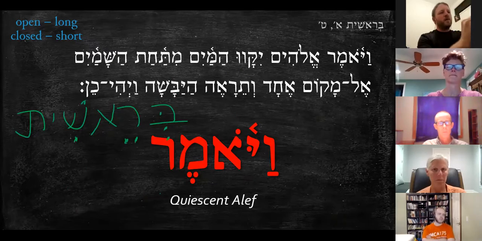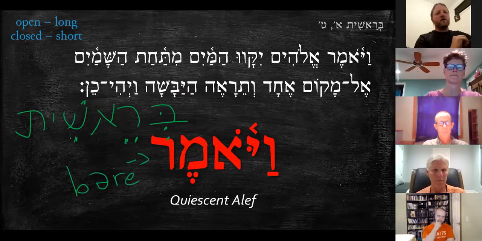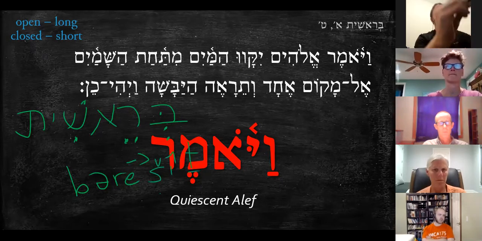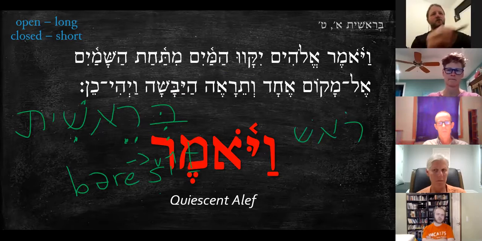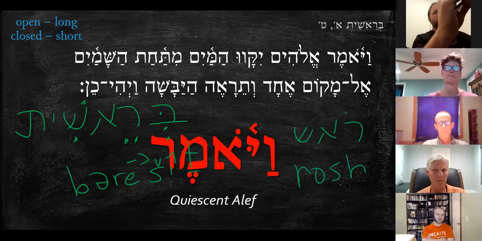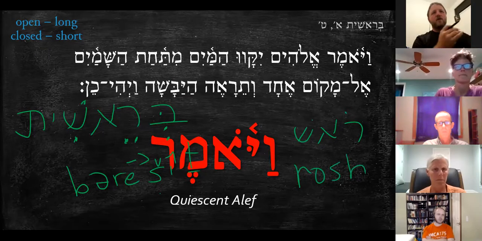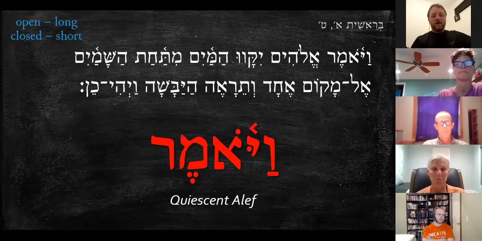Okay, we've got be, re, with aleph just sitting there that has nothing on it. There's nothing on the aleph. It just sits there. Bereshit. Also in the word rosh, meaning head. Rosh, the aleph doesn't have any sound. It sounds like it's just rosh. The aleph is not there phonetically. We don't pronounce it.